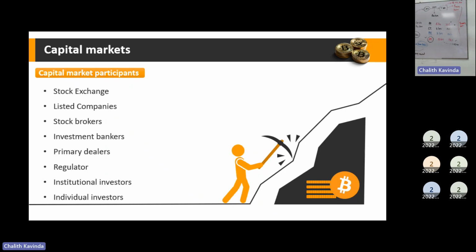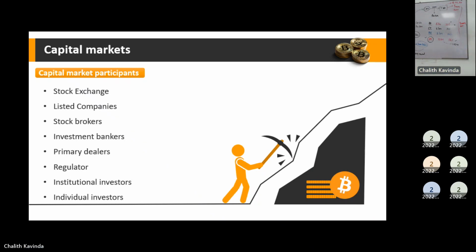So stockbrokers. Who are stockbrokers? Yes, good. They provide facilities for you to invest in stock market. So definitely you need to get registered with a stockbroker to invest in stock market.